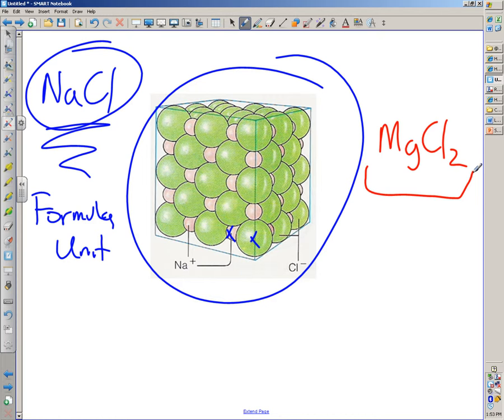Just keep in mind that a molecule is only going to contain nonmetals as opposed to metals. Something like MgCl2, magnesium chloride, would have one magnesium for every two chlorines in this crystal, because that's how many they need to balance out the positives and negatives. So Paige, this is the formula unit for magnesium chloride. It would give you the ratio of positive cations to negative anions.